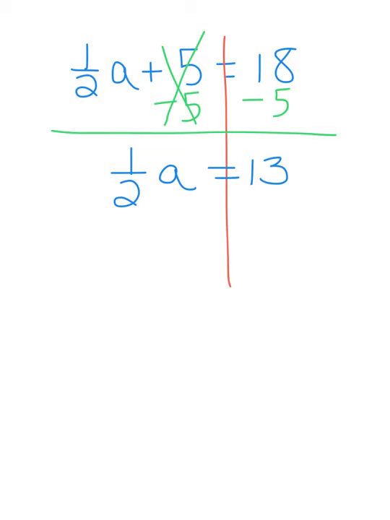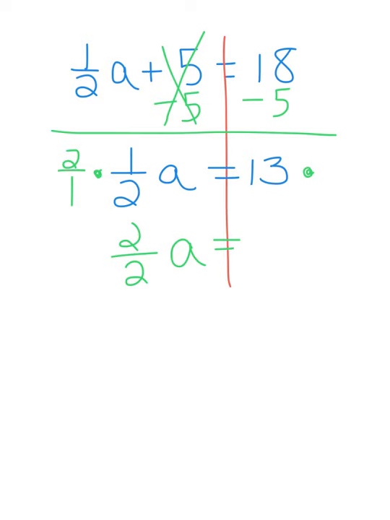And so this would be a great example to apply the reciprocal. To get a by itself, we can multiply both sides by the reciprocal, because when we multiply by the reciprocal, we get 1. And I'll prove it to you. 2 times 1 is 2. 1 times 2 is 2.